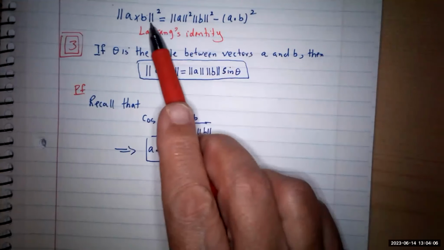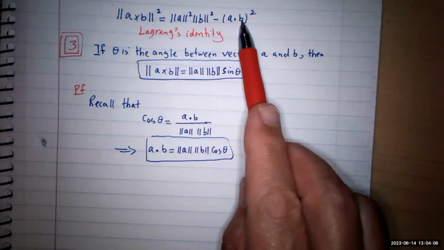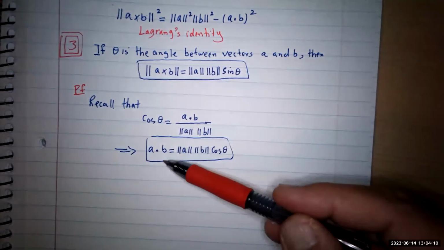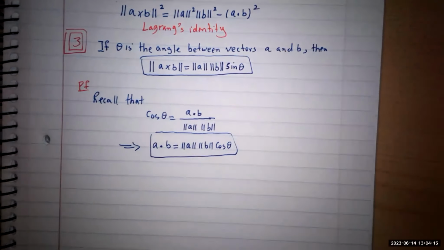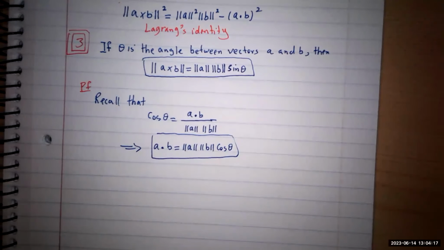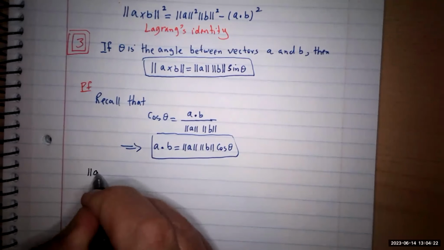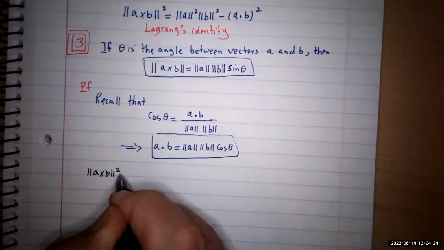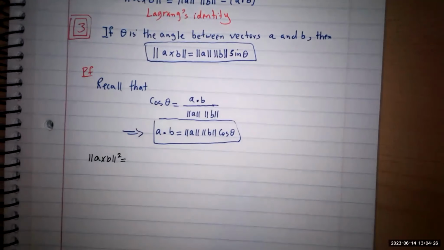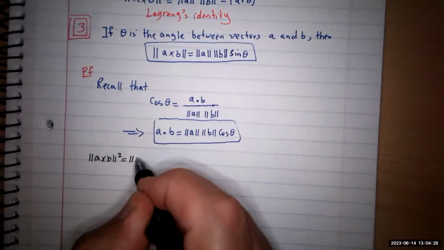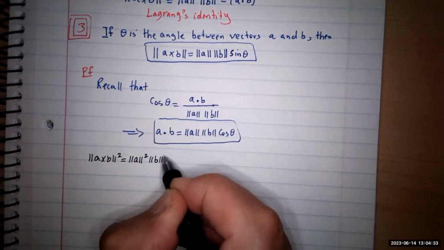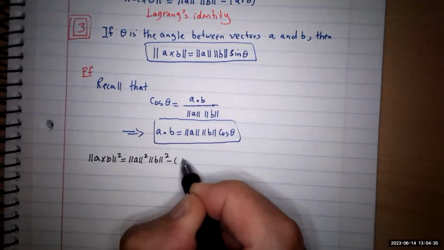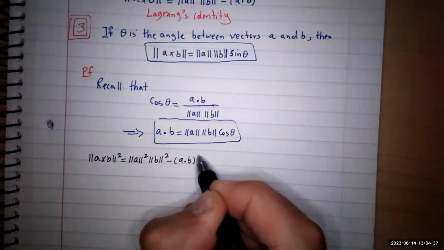So this is the Lagrange inequality that we have. What we're going to do is put A dot B here. This is the next step. I start with the norm of A cross B whole squared, which by Lagrange is equal to the norm of A squared, norm of B squared, minus A dot B whole squared.